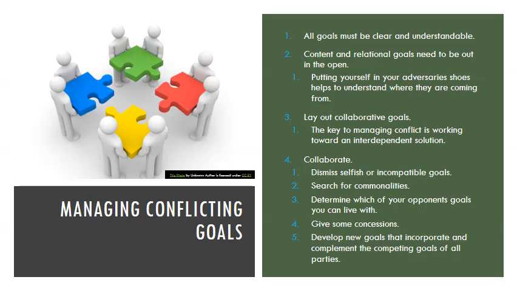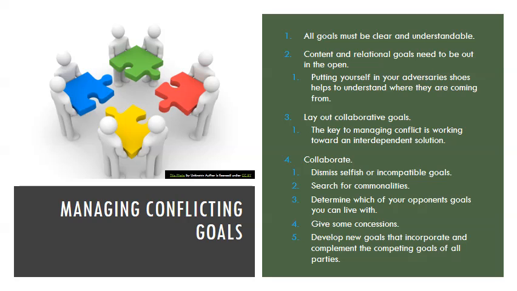Now that we know the goals involved in conflict, let's see how we manage them. Managing conflicting goals. In order to manage conflicting goals, they must be clarified so all parties can understand the positions each of them have. The only way parties involved in a conflict can share the perspective of their adversaries is by understanding their goals.